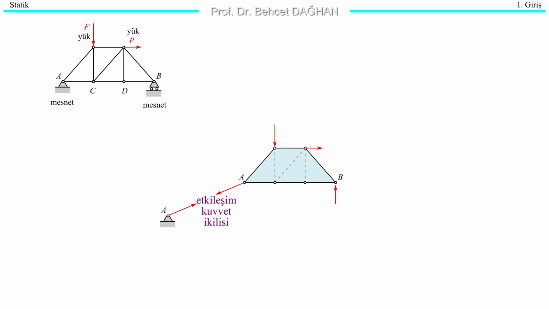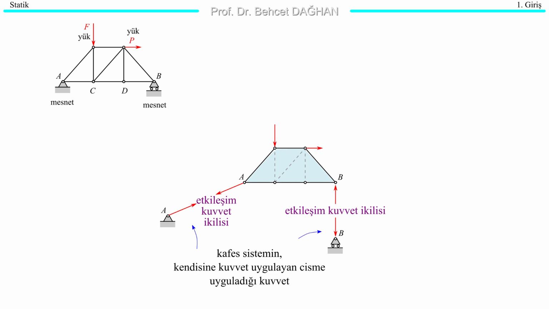Let us now examine these forces. For example, the force exerted by the support A on the truss has a counterpart on the support A. The truss also exerts a force on the support A. These two forces are interaction force pair. The same is true for the support B. The force exerted by the support B on the truss also has its counterpart on the support B. These two forces are in opposite directions with equal magnitude. It is on the same line of action. These are also called interaction force pair.